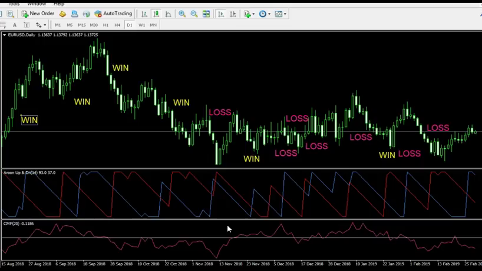And you have to remember too, this is like a doomsday scenario right here. Other currency pairs didn't look like this. On other currency pairs, if you have a really good confirmation indicator, you probably had a lot more wins than you did losses to begin with.